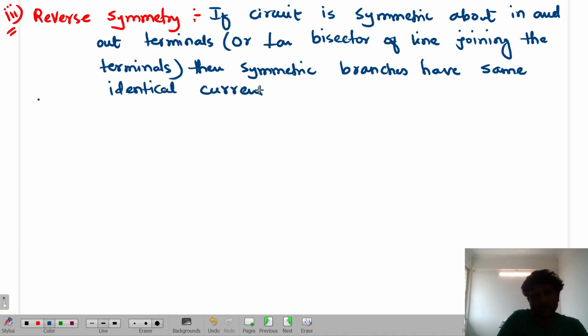No, they are not the same. It means you can consider that they are all in series, so basically they have the same currents. Are you able to get me or not? Is that clear?